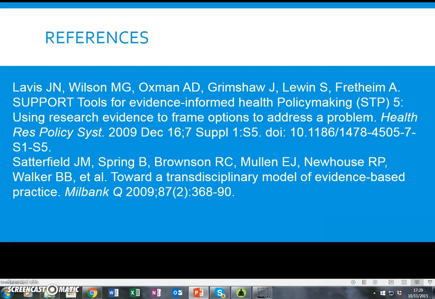So these are the references that underpin the module as a whole, and we hope that you find the 3 units useful in the decision-making process.